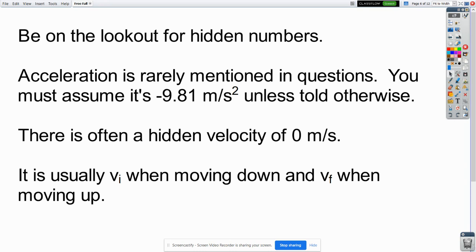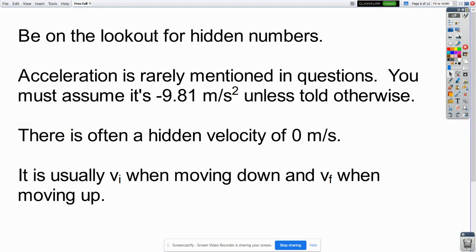When you're throwing something upward in the air, as it travels upward, it's going to slow down, slow down, slow down. So something has to be accelerating it. What accelerates it? Gravity, negative 9.81 meters per second squared. So rarely mentioned in a question, always used in vertical motion. You've got to remember to look for it and remember it.